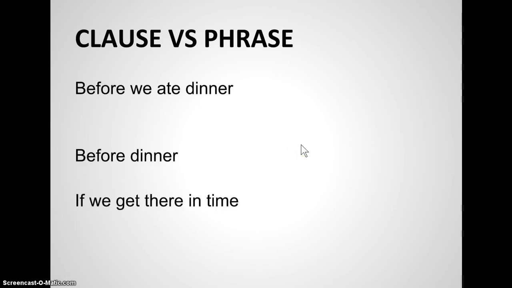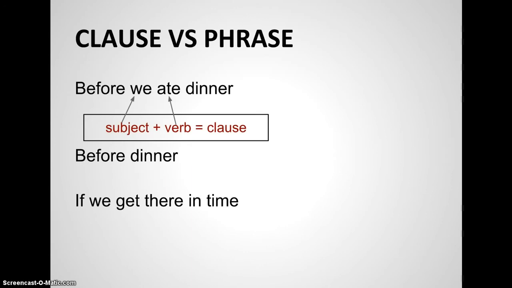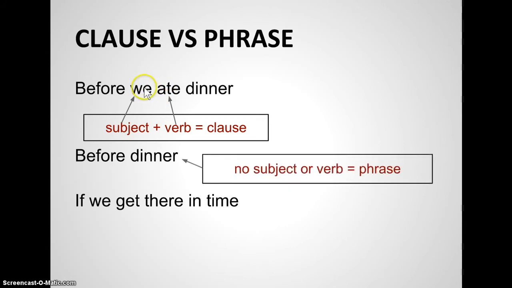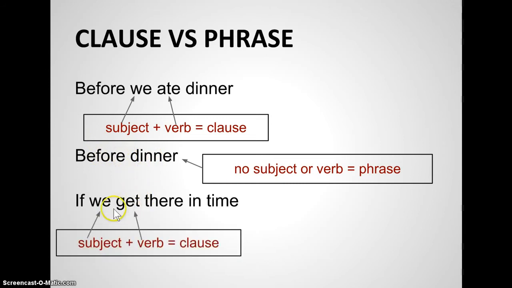If we look at these three lines here, before we ate dinner clearly has a subject and a verb. We is the subject and ate is the verb. This expression, however, before dinner has no such subject and verb. This is a phrase. This one also has a subject and verb, we and get, and therefore it is a clause. And that's all you need to know to distinguish between phrases and clauses.